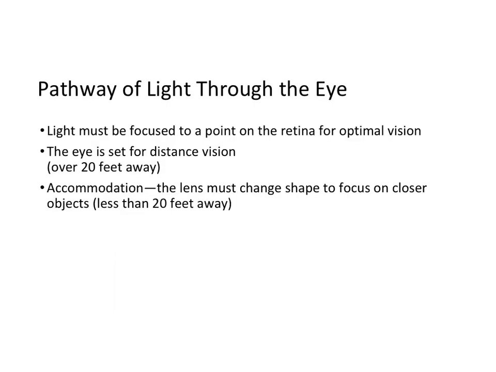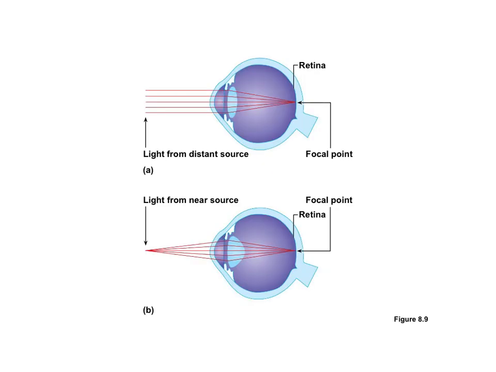Next, we'll talk about the physics of how an eye sees. Light must be focused to a point on the retina for optimal vision. The eye is set naturally so that you see best when things are about 20 feet away or further. If something is closer to you than 20 feet, you do something called accommodation. That's when the lens in your eye changes shape in order to focus on objects that are closer than 20 feet away. So here you can see what accommodation would look like, right?